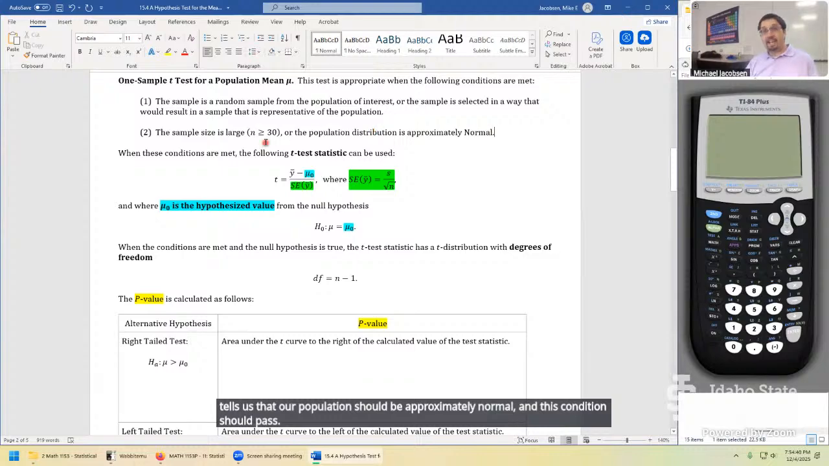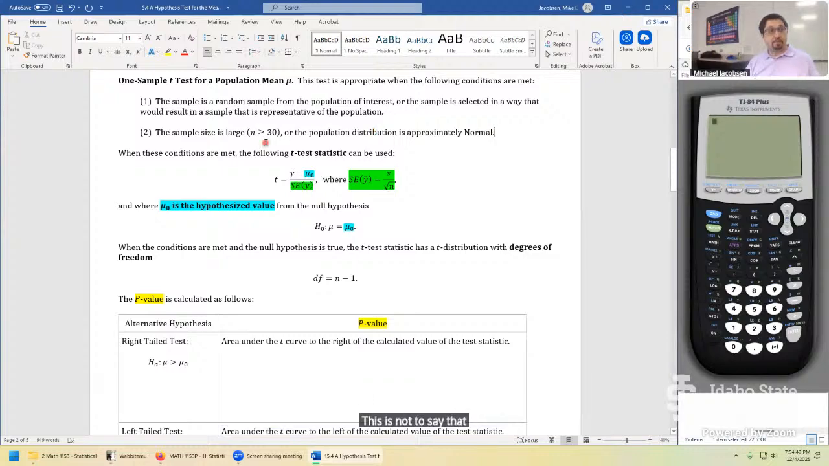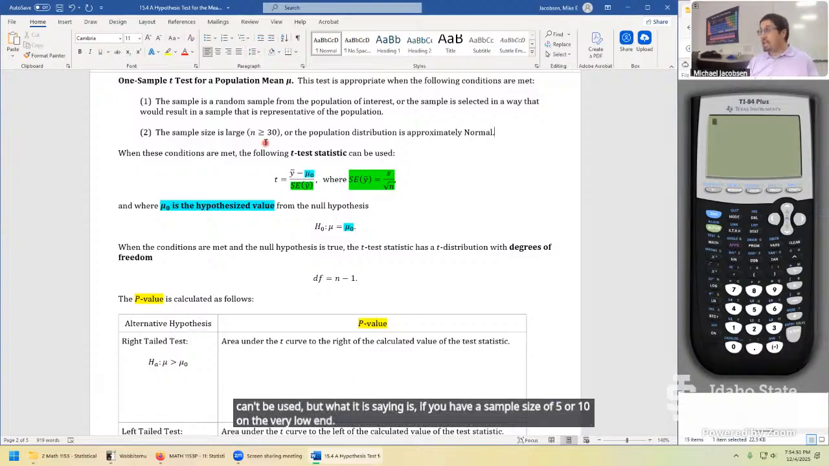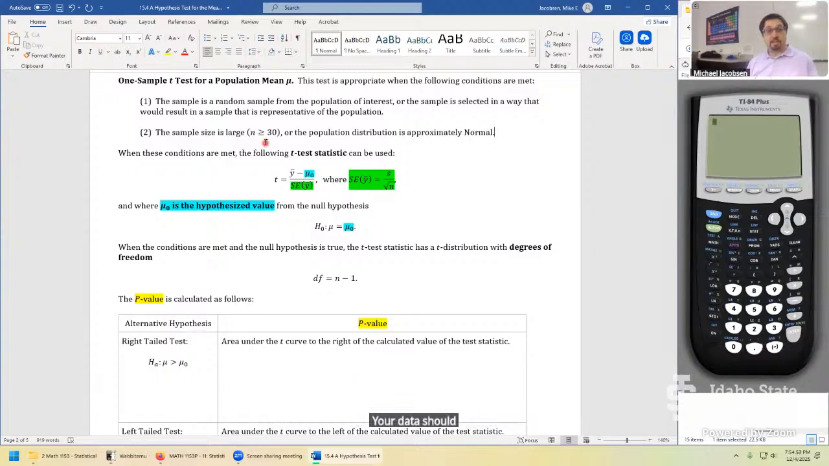This is not to say that a low sample size, like 5 or 10, can't be used. But what it is saying is, if you have a sample size of 5 or 10 on the very low end, your data should look pretty symmetric, because if there's any hint of skew or outliers on a really low sample size, we cannot use the fact that it's going to be distributed normally. The sample size would be too low.